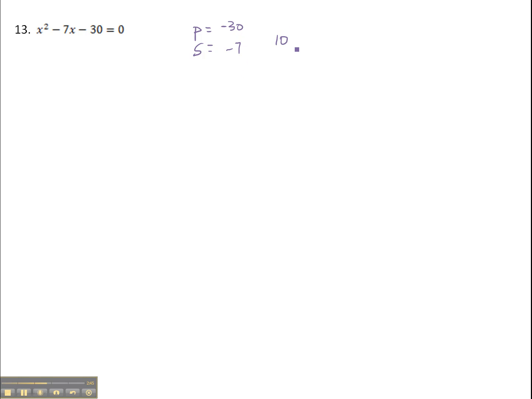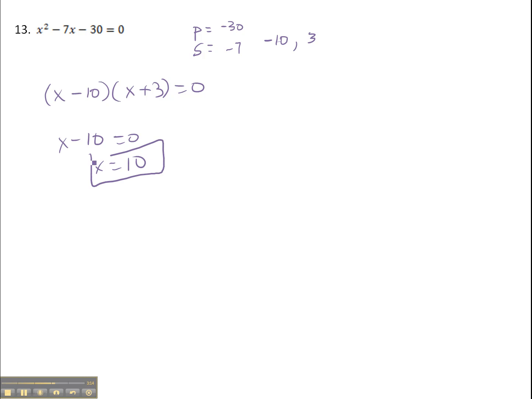It's got to be some combination of 10 and 3. I want a negative 10, so they add up to negative 7, positive 3. Since this leading term up here has a coefficient of 1, you don't have to expand the middle term. You just use these two factors inside the parentheses, x minus 10 and x plus 3 equals 0. Set them both equal to 0, so x minus 10 equals 0, so x is 10. The second one, x plus 3 equals 0, so x is negative 3.